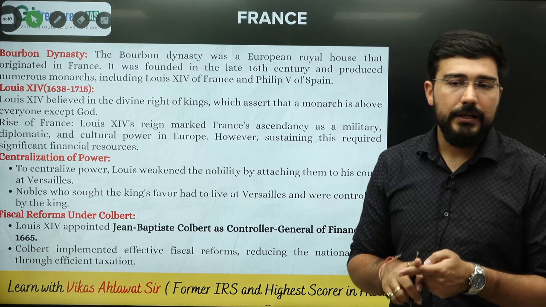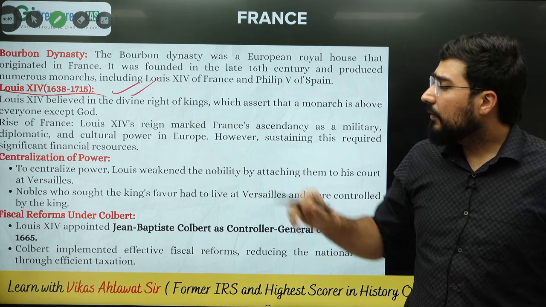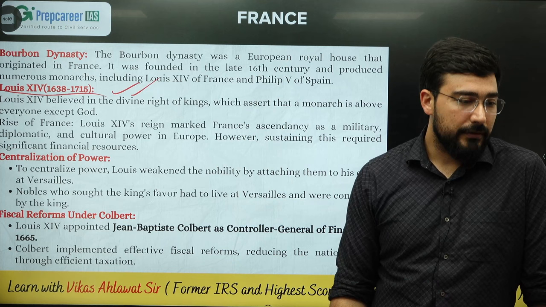Okay, at the time of revolution, he was the king. So when we talk about King Louis XIV, he was born in 1638. He became a king at the tender age of 5 in 1643 and ruled till 1715, 72 years. He was the king of France and he was a complete tyrant.